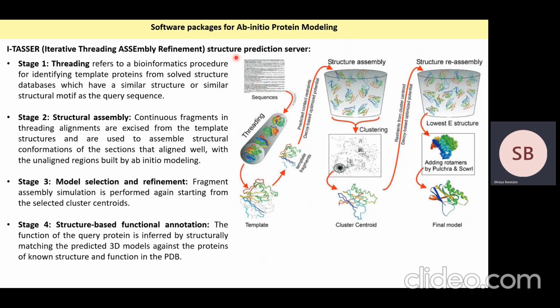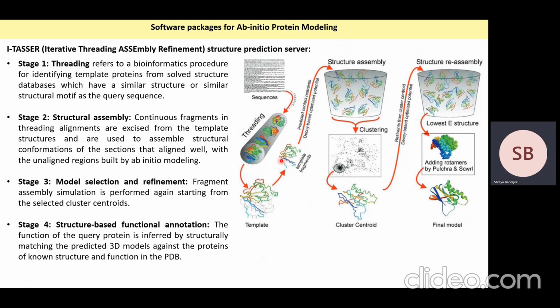Suppose the threading is predicting that the initial part of the sequence will adopt an alpha helical conformation, and the middle part of the sequence will adopt a beta sheet conformation. It will put together all these predictions into an initial predicted model called the template. There can be certain parts of the sequence that do not correspond to any of the known structures, and those will be predicted based on the ab initio model.